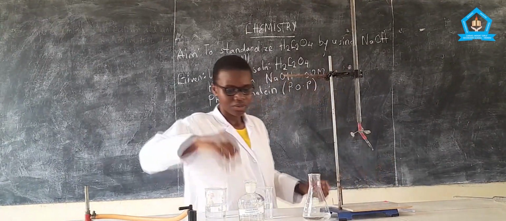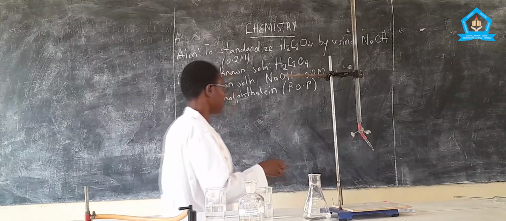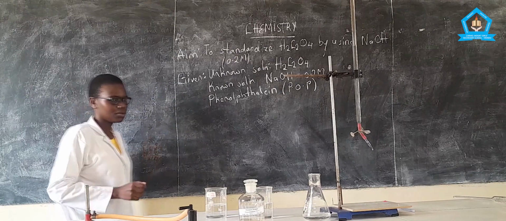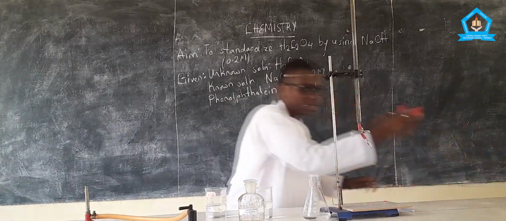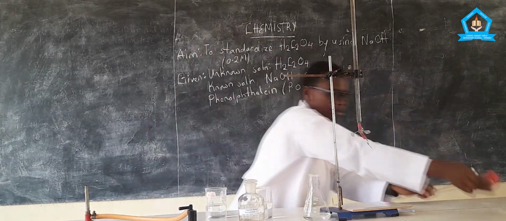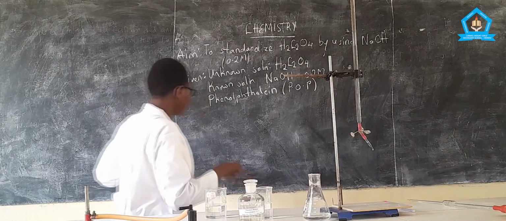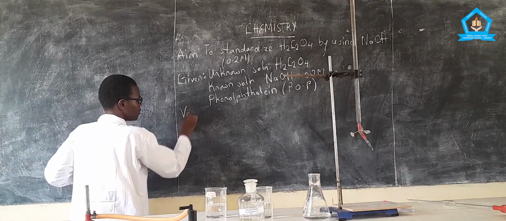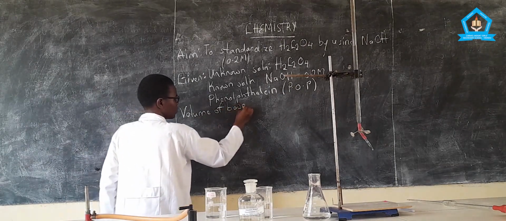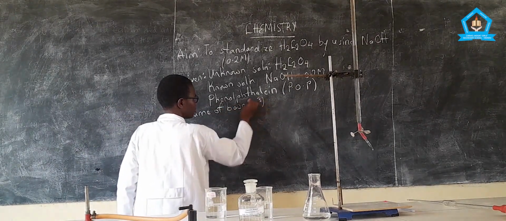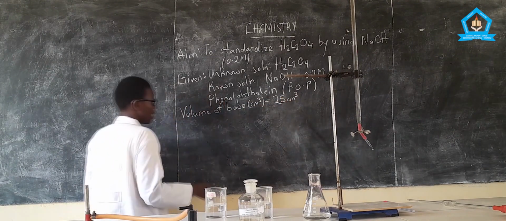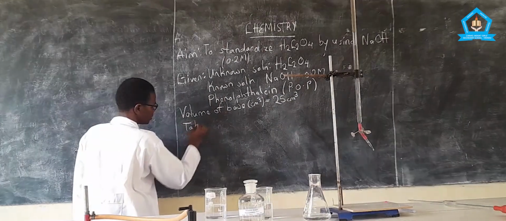And after that, we already got our first data. So I'm going to draw our table of results. Before drawing, we were asked the pipette which we used, it is 25 centimeter cubics. So during your reporting, you have to start with the volume of base in centimeter cubics. It is 25 centimeter cubics. After that, table of results.